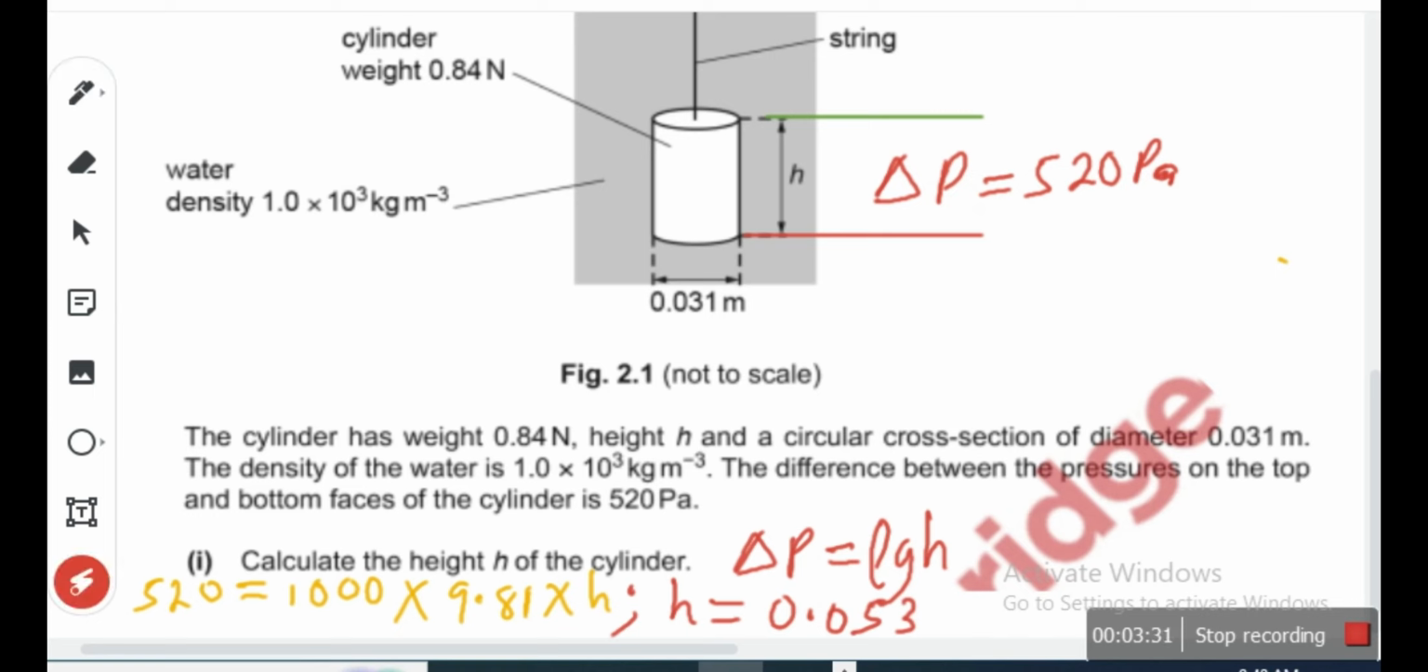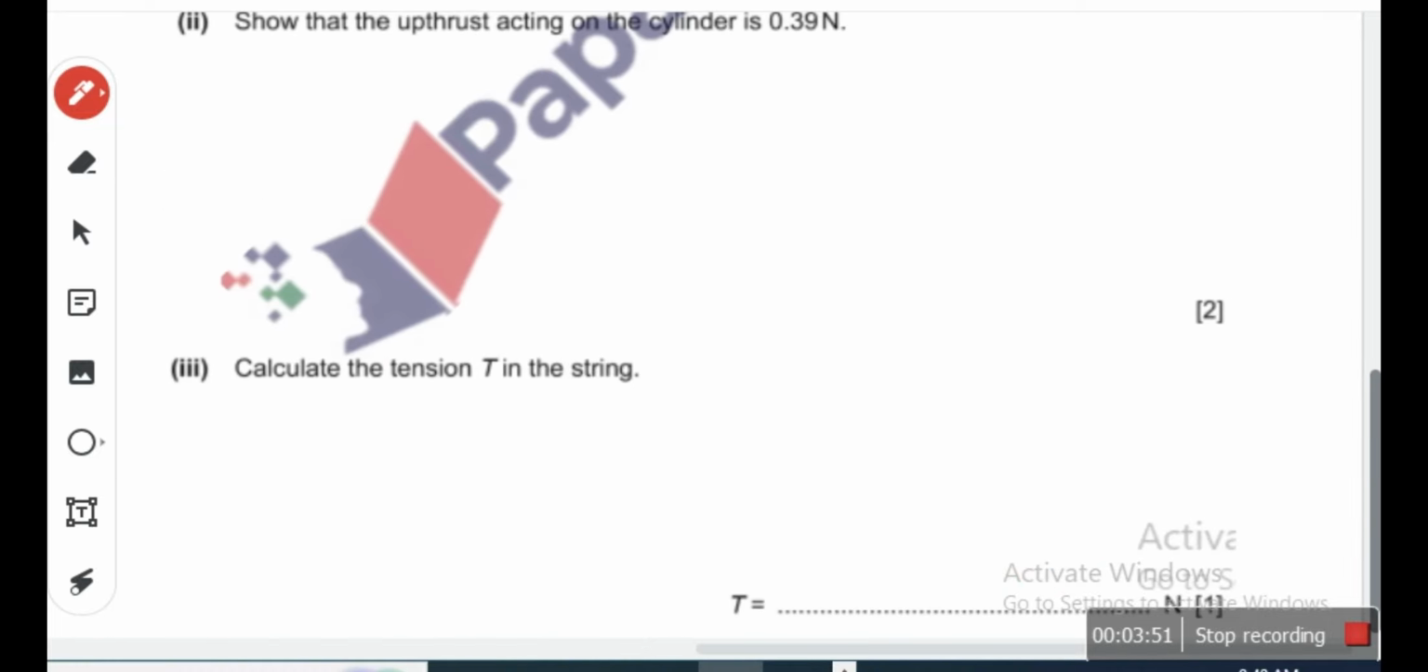See, how many significant figures should I stop at? Hello? How many significant figures do you have here? This one, 2. The least is what? The answer should have how many? 2. So 0.053 meters. Is that understood? Yes. What's the next question? Next question.